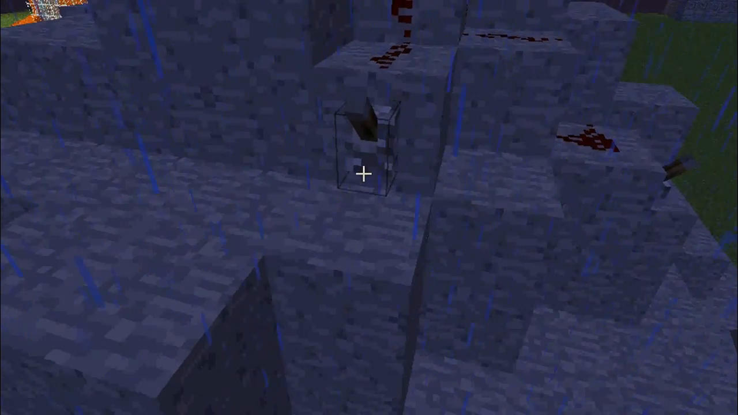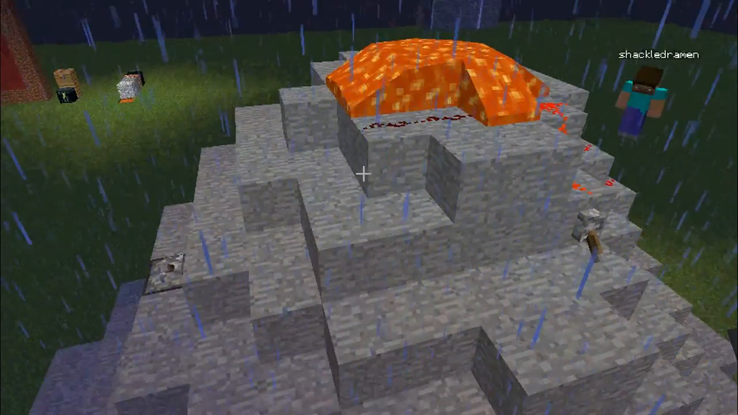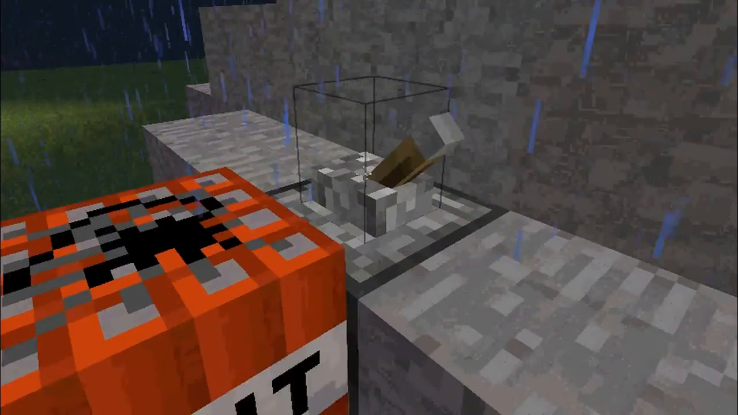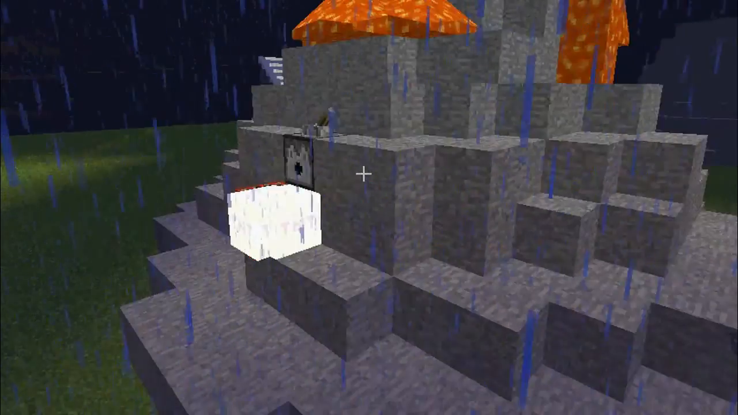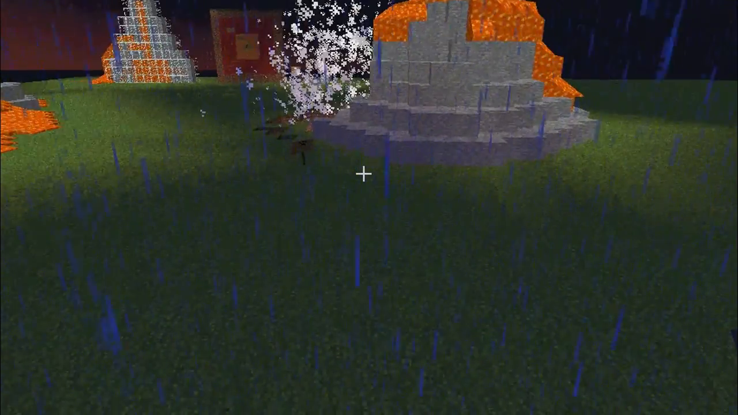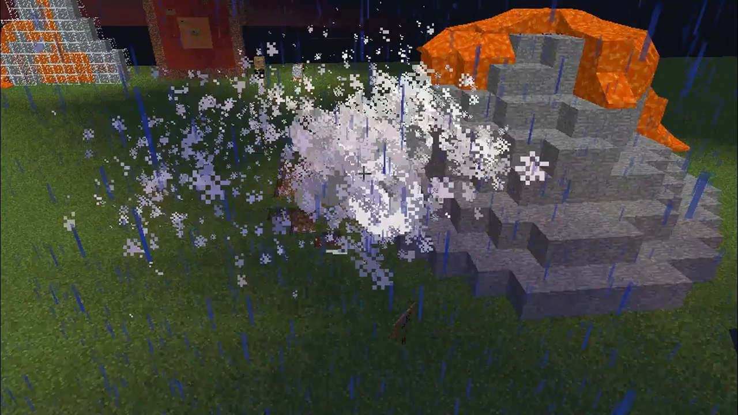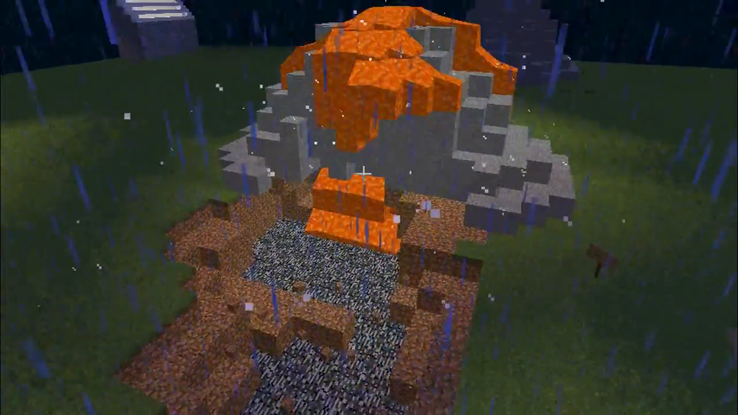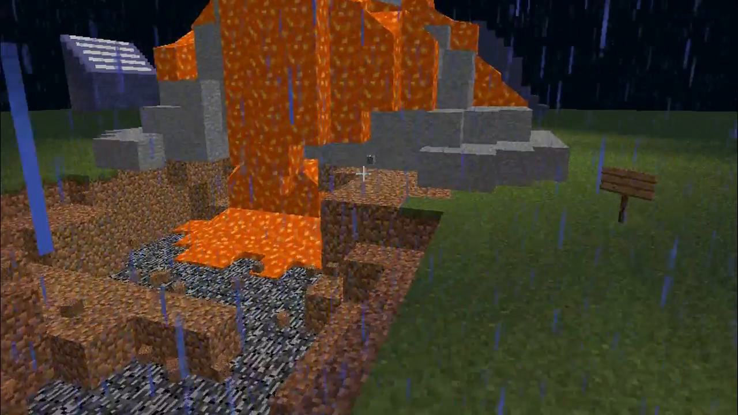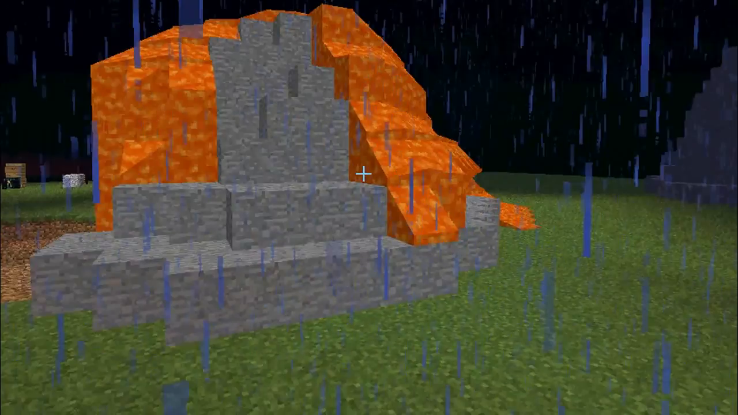3, 2, 1, go. And as you can tell, this lava goes the same speed because it's still lava in Minecraft. And there are no other types of lava in Minecraft so far, so keep that in mind. And as you can see, the volcano, because of all the pressure from the caps that has been holding it for a long time, has blown out its side.